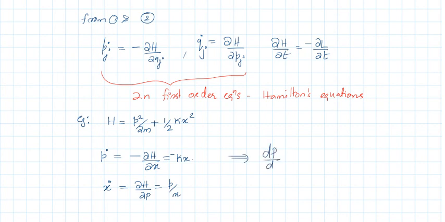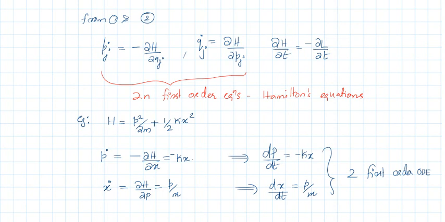One is dp by dt equal to minus kx. And the second one is dx by dt equal to p by m. These are the two first order ODE, two first order ordinary differential equations. They are not partial differential equations, they are ordinary differential equations. And we can see that this is equivalent to Lagrange's equation, because you can substitute for p in this equation. P is m into dx by dt.